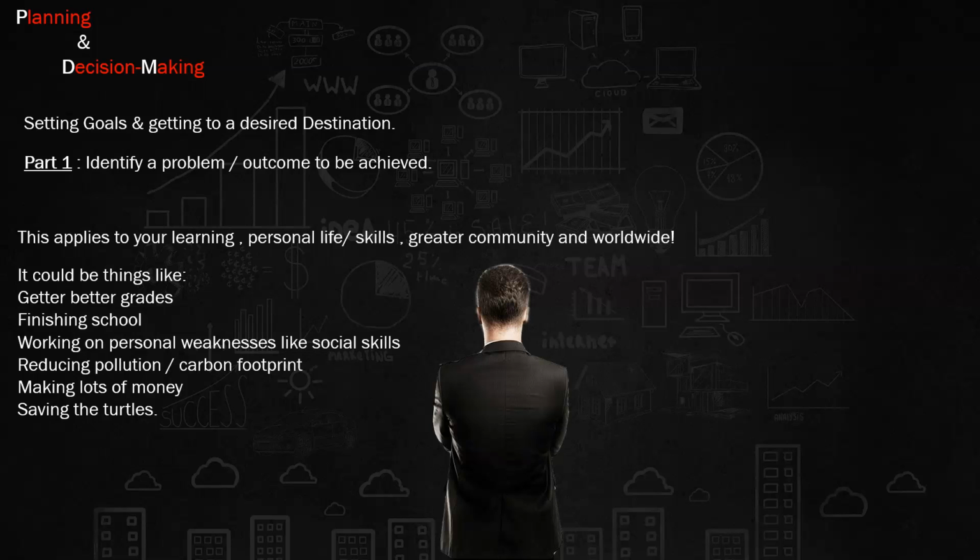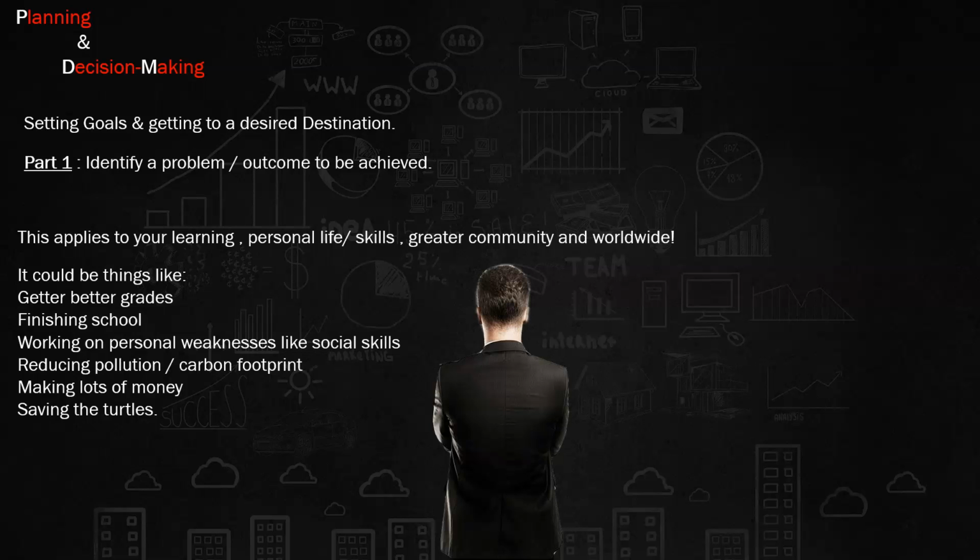It could be something as simple as getting better grades, which would be sort of a learning goal. It could be something slightly longer term, like finishing school, getting your SACE. Could be working on a personal weakness like a social skill. For example, if you identify that a capability that you're lacking in is perhaps the social capacity, you're not a great communicator, it could be something that you want to work on, and how you're going to do that is part of achieving this goal.